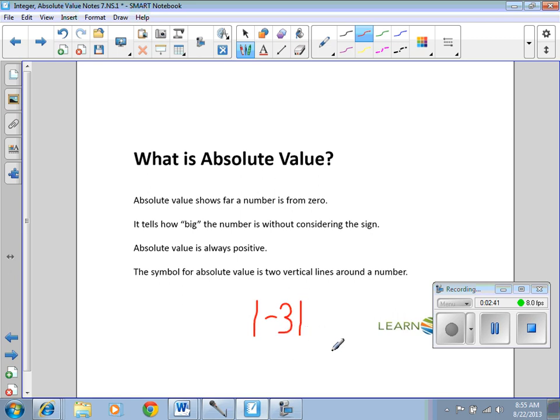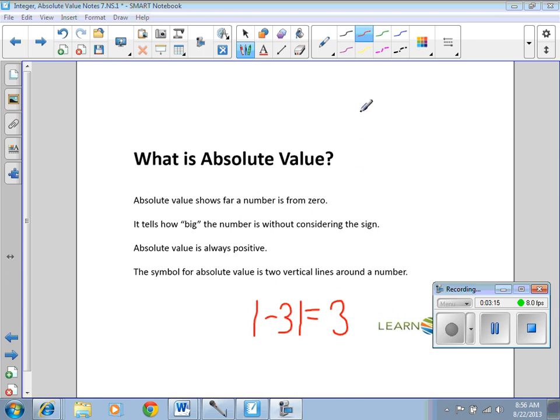This reads the absolute value of negative 3. And the absolute value of negative 3 is equal to positive 3. Remember, the absolute value is always expressed as a positive number. So even though negative 3 is clearly negative, the absolute value symbol tells you that you're only measuring the distance that negative 3 is from 0 on a number line.